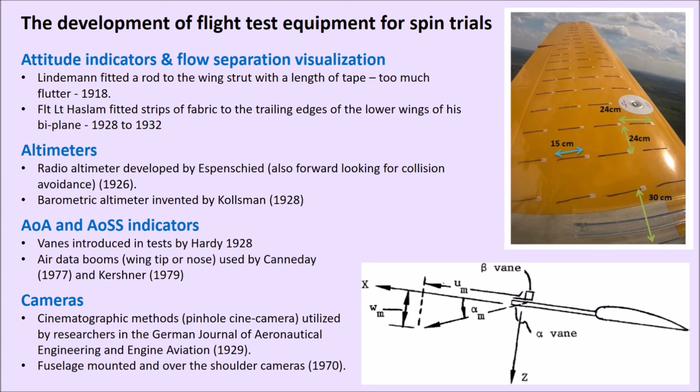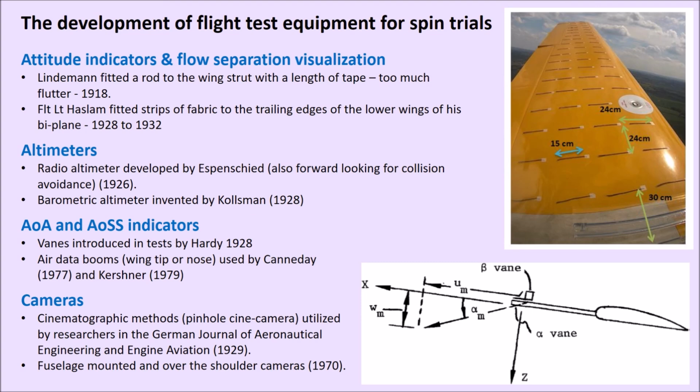Also, with the development of film cameras, certain research institutions were looking at cinematographic methods, like the development of small cameras that could be fitted to aircraft, for example, and this really started to take off in the 1970s when this kind of technology was getting more and more miniaturized, and researchers could fit cameras to the fuselage or in the cockpit over the shoulder of the pilot, for example, to give a better picture of what's going on during the spin.